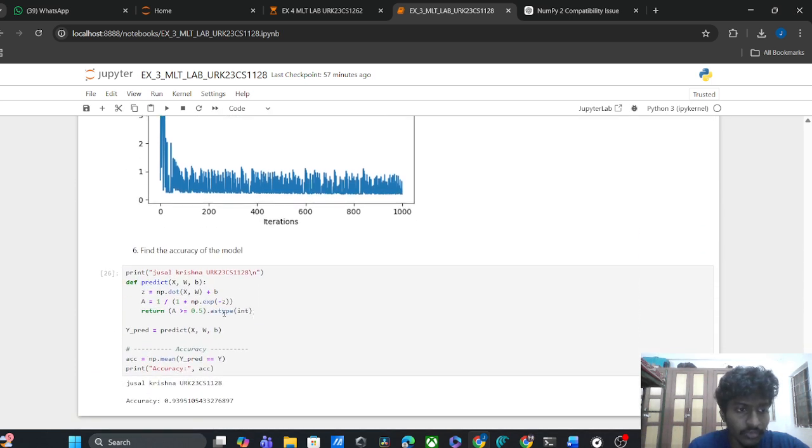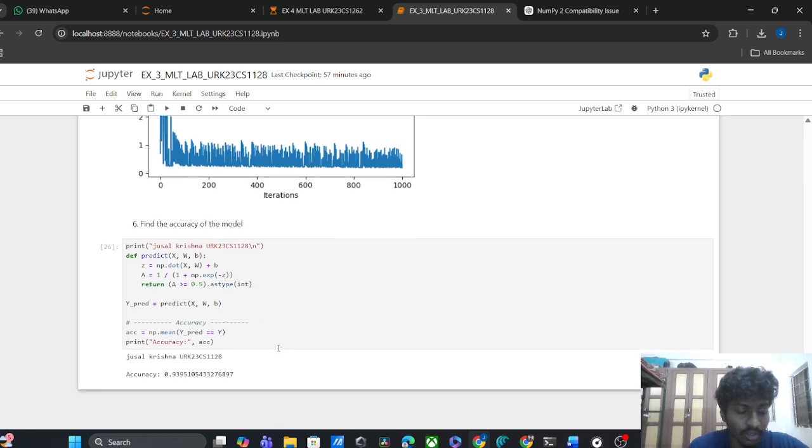Calculate accuracy. Finally, we calculate the accuracy of the model. Accuracy measures the percentage of correctly predicted values. Formula: accuracy is equal to correct predictions divided by total predictions. Higher accuracy indicates better classification performance.